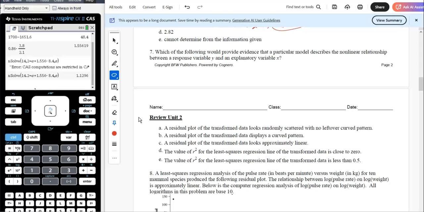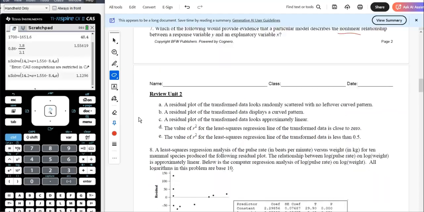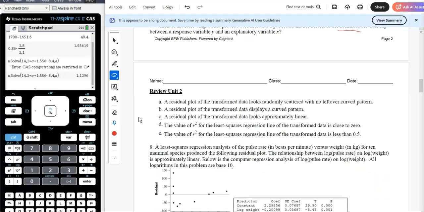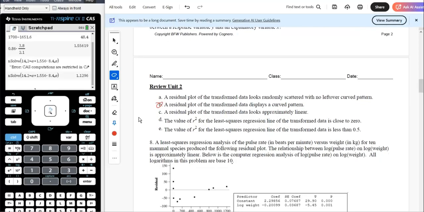Which of the following would provide the evidence that a particular model describes the nonlinear relationship between a response variable and exponential? So we want it to be nonlinear. So you're looking for a curve pattern in the residual. That's it. I don't think I have to read the rest. That's the number one thing.